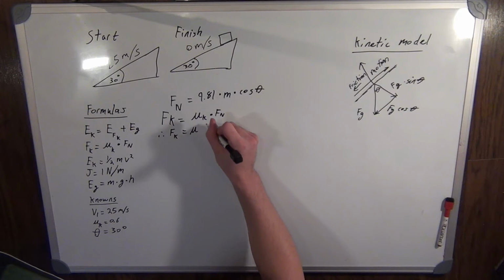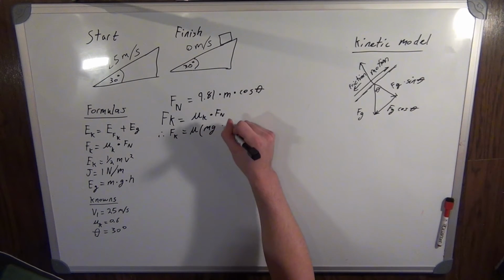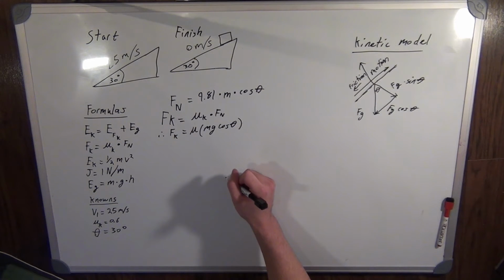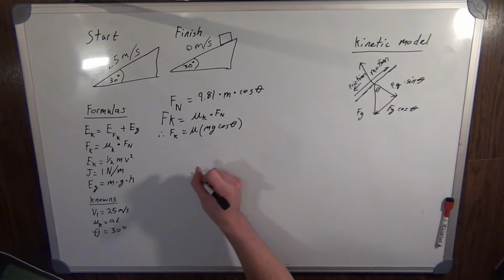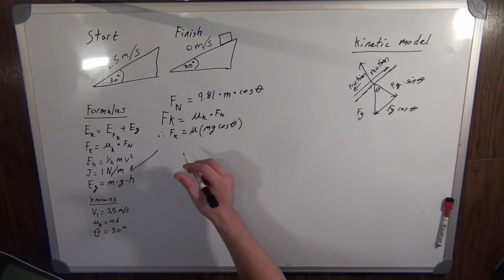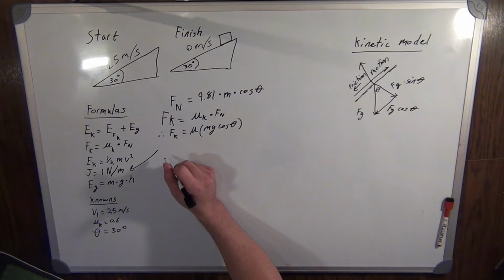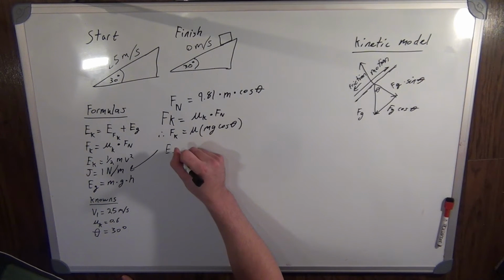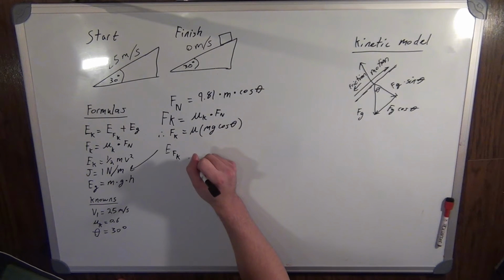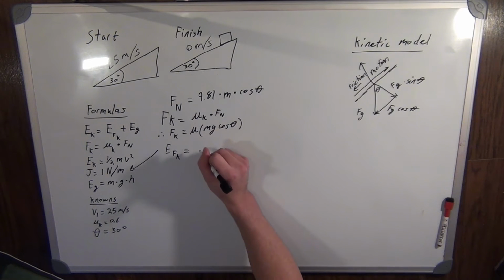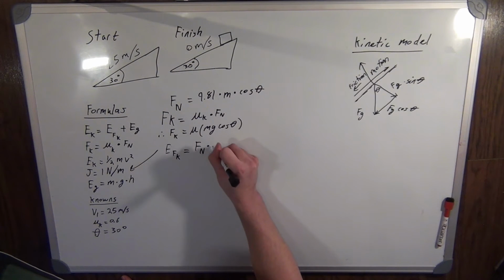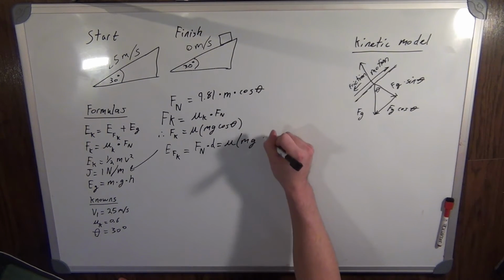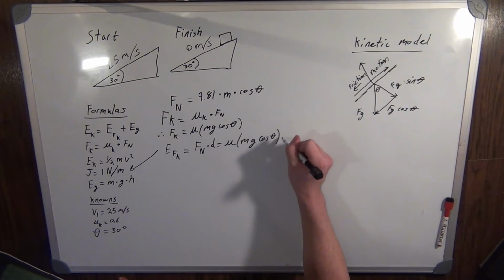Now we can find the kinetic force using the equation. The kinetic force is equal to the coefficient of kinetic friction times the normal force. Since joules are equal to 1 Newton meter, you have to multiply the entire equation by distance. Therefore, the energy corresponding to kinetic friction is equal to the normal force times distance, which in itself is equal to mu times mass times gravity times cos theta times distance.